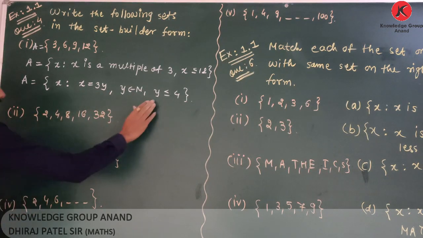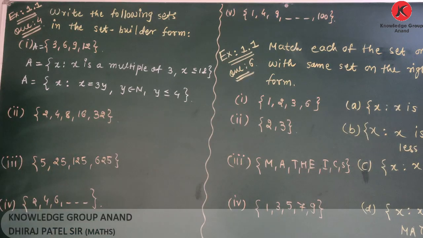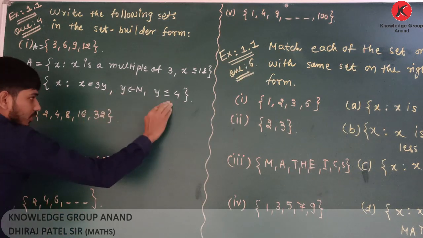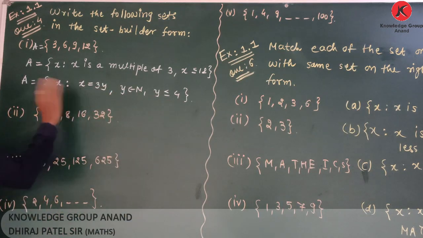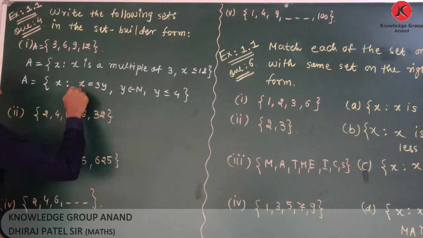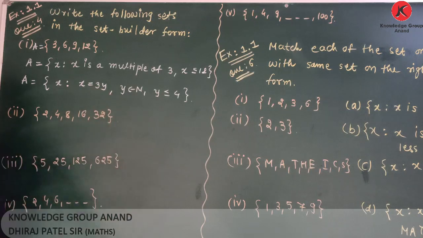You can also write y less than 5. So you have to write the condition for y, not for x. Clear? Because we are considering the variable y in the representation of x. There are many methods to represent the set builder form of a set. You have to choose which one is easy for you. Okay. Next one. Second question.